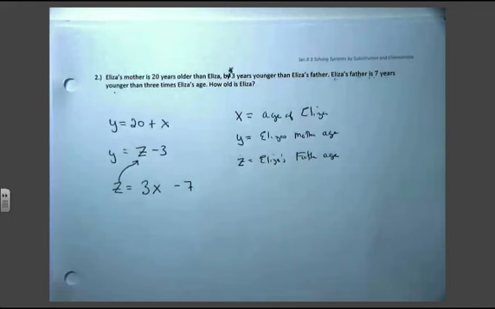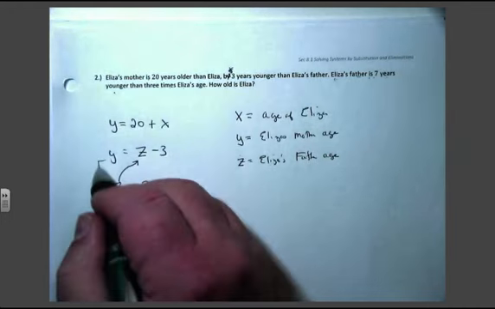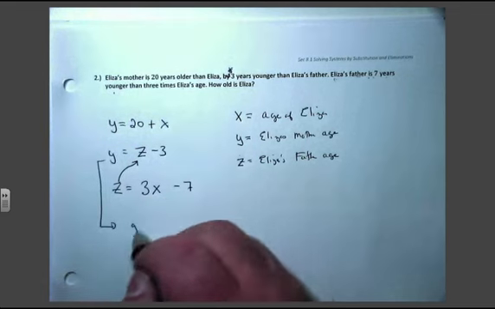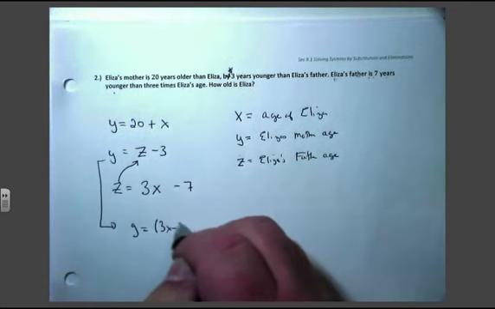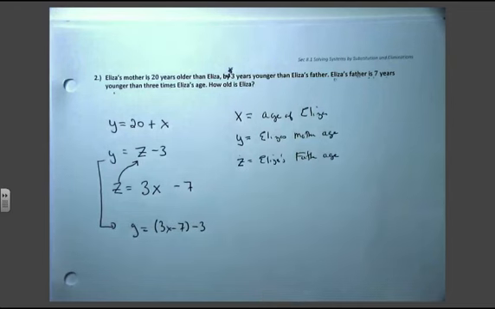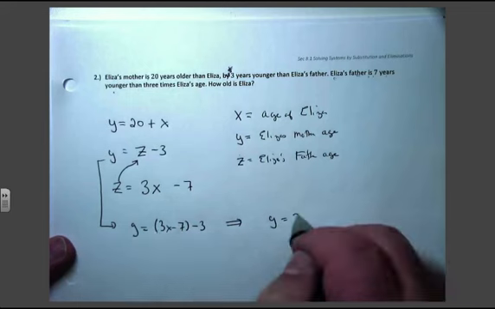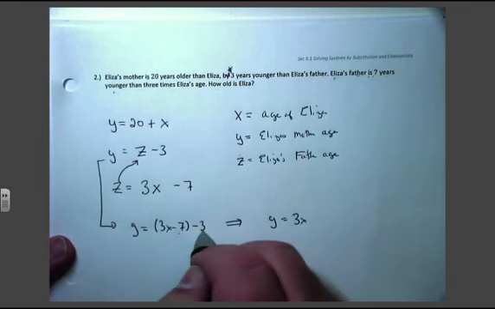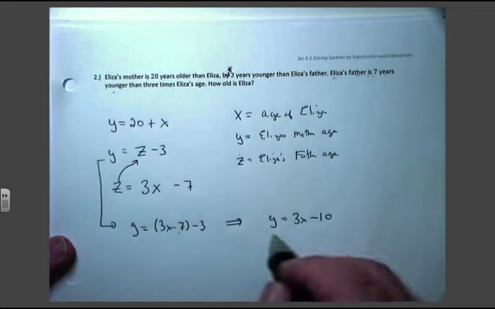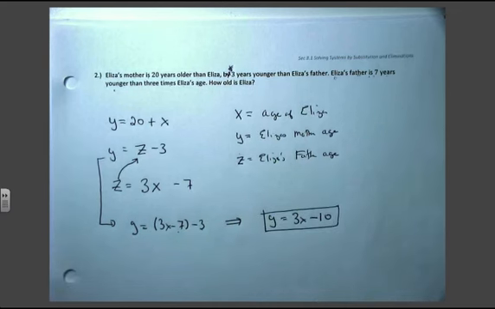Y equals z minus 3. I'm going to plug in for z, 3x minus 7. When I substitute it in, I get y equals 3x minus 7 minus 3. Let's clean that up. 3x minus 7 minus 3 is 3x minus 10. So I've got y equals 3x minus 10.